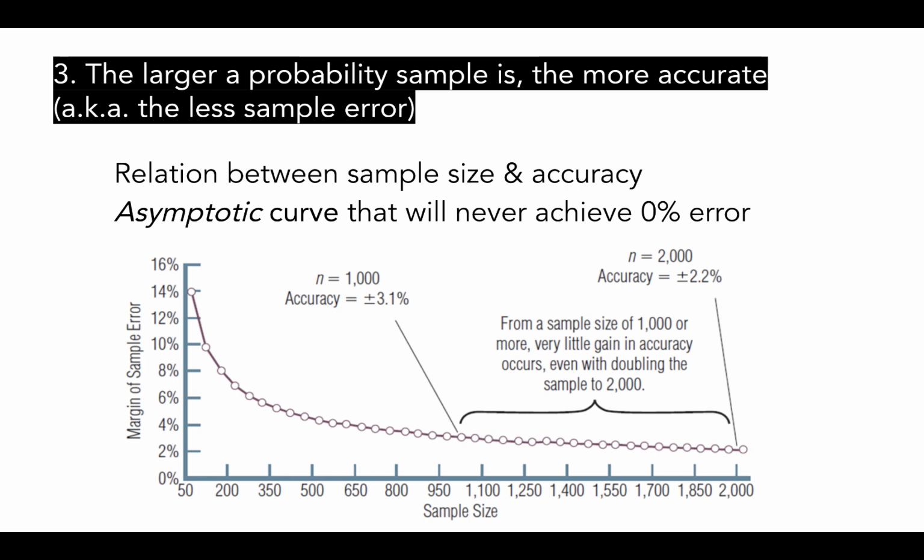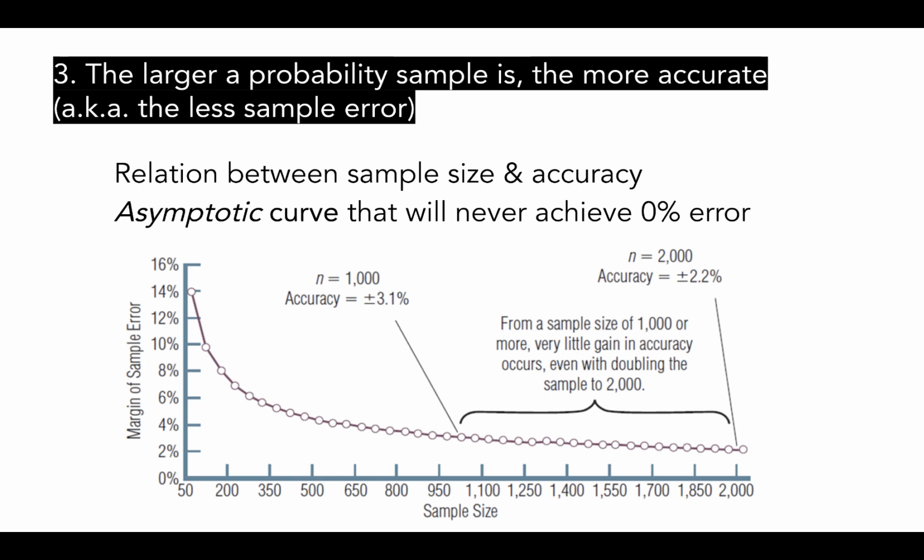You see, for example, on the right side of the graph, that even if you have a sample of 2,000 people, your sample error will not even be that much lower than if you have, let's say, 1,700 people. So that's why I talk about this law of diminishing returns. You can keep increasing your sample size, and your sample error will keep going down, but will never reach zero.